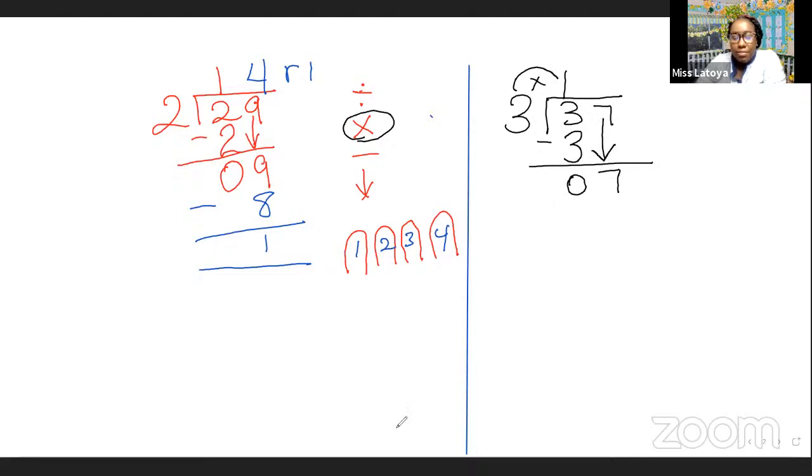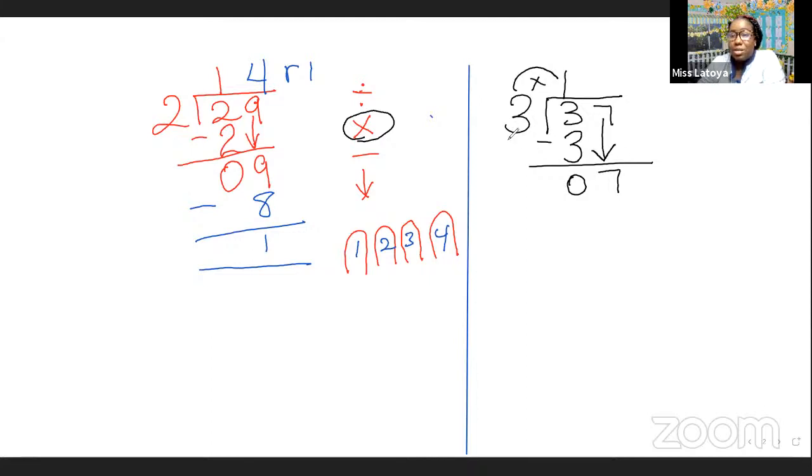Now that I bring down the 7, the next step, we are going to start all over again. What are we going to do? We are going to divide. We're starting the process all over again. So I am going to say 3 into 7. How much times could 3 go into 7?